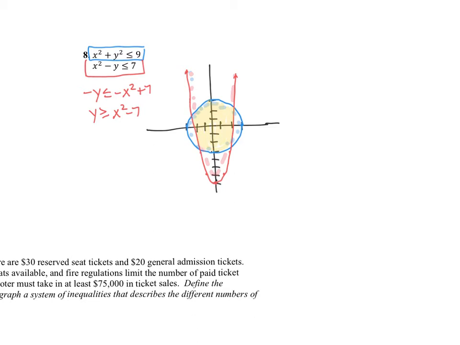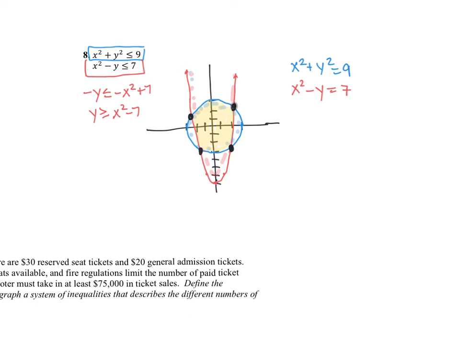I see 4 vertices. These are all solid lines, so I'm going to put closed circles at each one. Closed circle, closed circle, closed circle, closed circle. And let's see, this is where the circle meets the parabola. You could do substitution or you could do elimination. I'm going to do substitution just because on the solutions I did elimination.